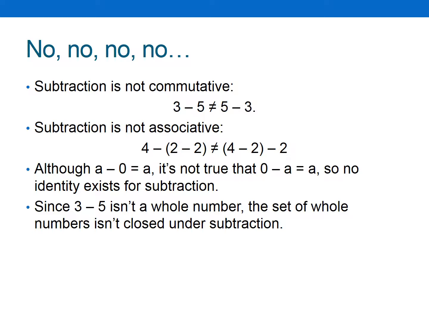And subtraction isn't closed because although sometimes when you subtract whole numbers, you get a whole number, like 10 minus 6 is 4, and that's a whole number. But if I go smaller minus bigger, I am not going to get a whole number answer. So we say it is not closed under subtraction, because if even once you don't get a whole number answer, then it's not closed.